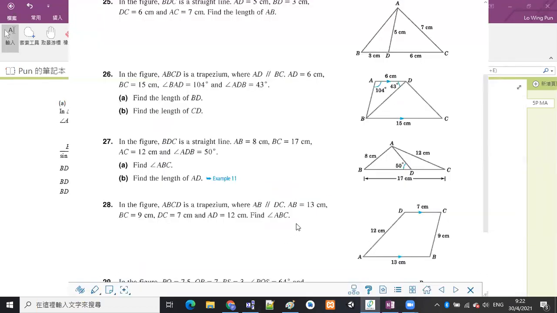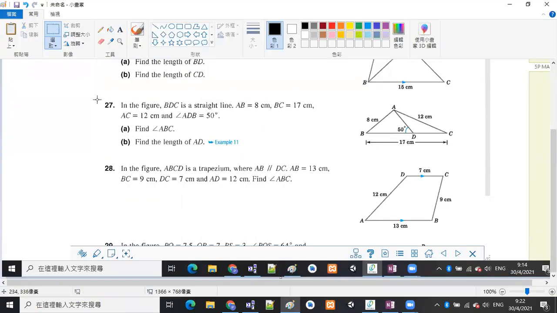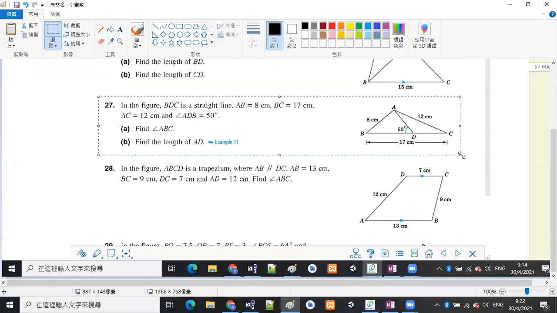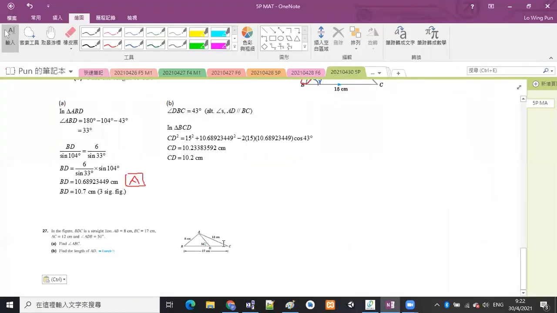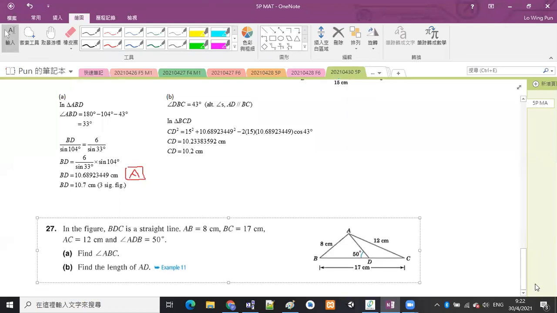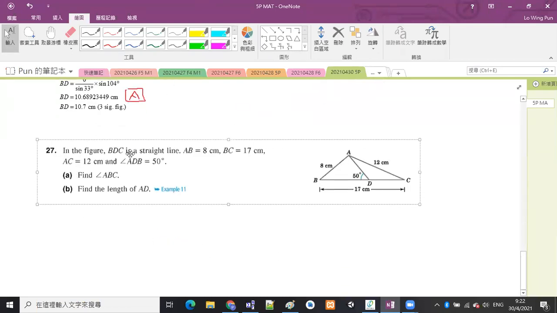Next one is 27. So 27. Yes, this one. In the figure, BDC is a straight line, AB is 8, BC is 17, and then AC is 12 cm, ADB is 50 degrees. Find angle ABC. That is to find this angle. Okay? ABC belongs to triangle ABD or triangle ABC.